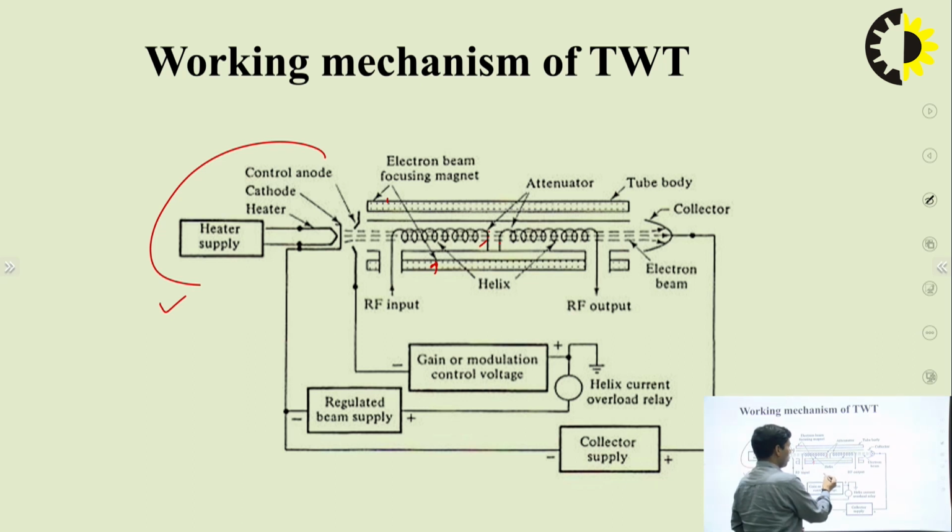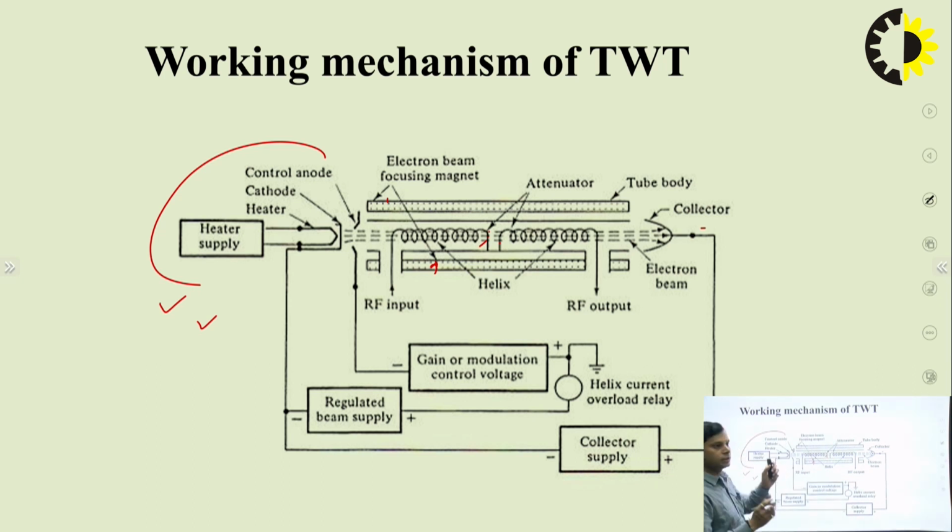After that we have the helix structure, then the RF output, and the electron beam at the collector end. Here you can see this is the complete mechanism. To understand the mechanism, this is the structure of the traveling wave tube amplifier. So how will it work? Let's see.